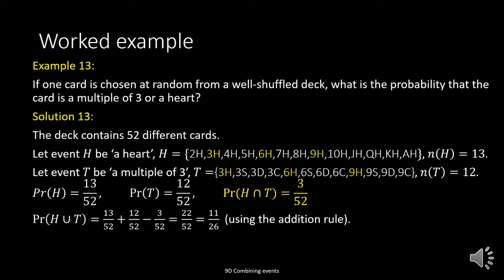So if we go through and find our probability using our addition rule, we just need to add the probability of H to the probability of T and then subtract one lot of that intersection. And we end up with 11 on 26.